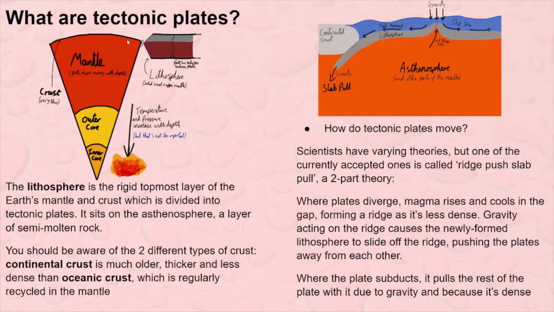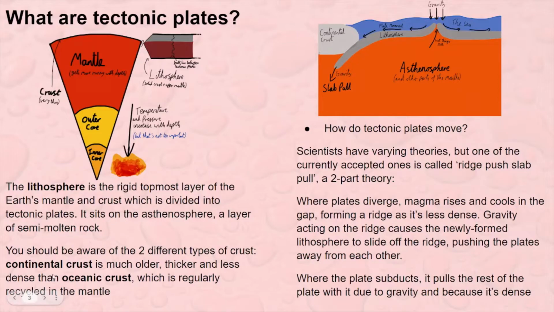And what we call the crust and the solid part of the mantle together form the lithosphere. The lithosphere is divided into things that we call tectonic plates. It's separated by a series of fault lines. Think of tectonic plates as puzzle pieces, and it sits, as you can see on this diagram on the right, on the asthenosphere, which is kind of a semi-molten bit of rock. You just need to be aware of that.